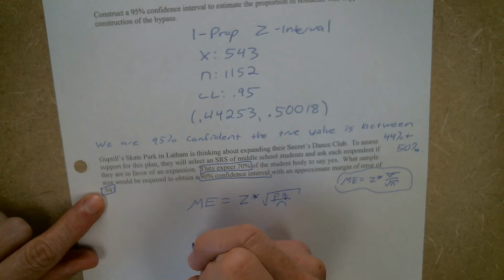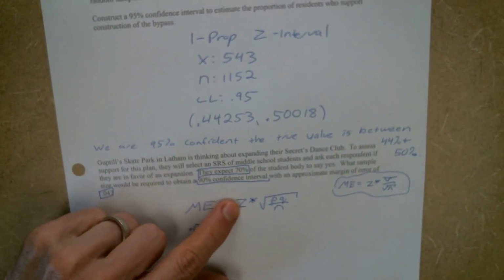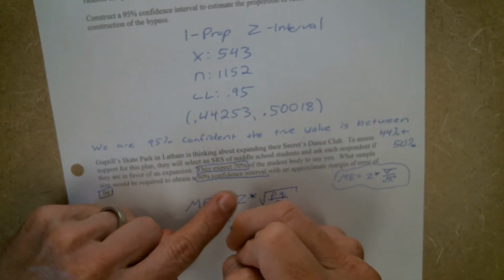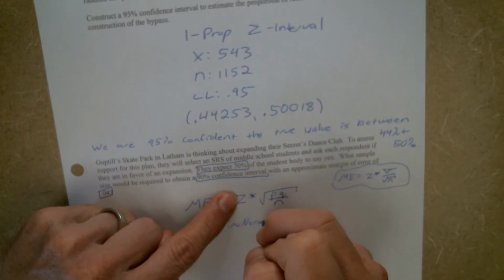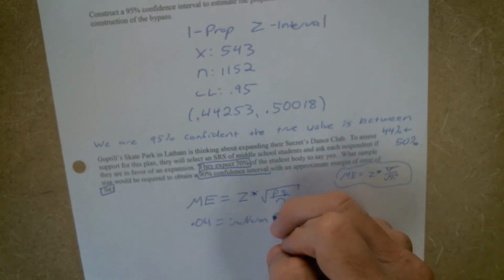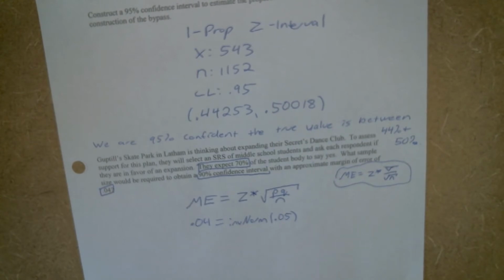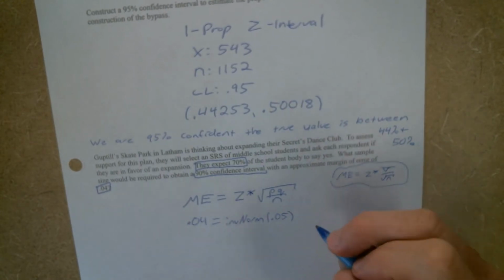Margin of error is 4%. Z star we have to find by doing inverse norm. So this is going to be an inverse norm. And if there's a 90% confidence interval, there's 10% left over. But that 10% is split between the left and the right, so we only put 5% in our inverse norm.